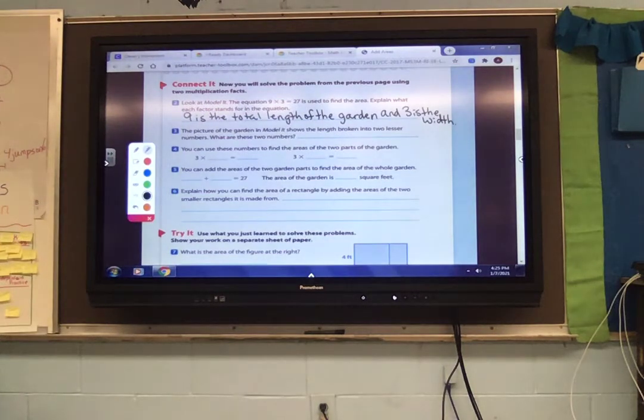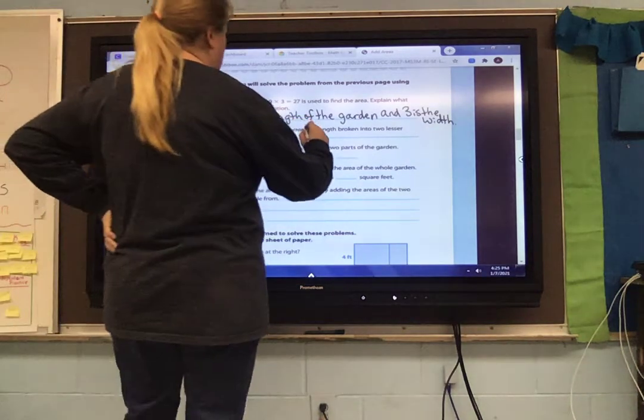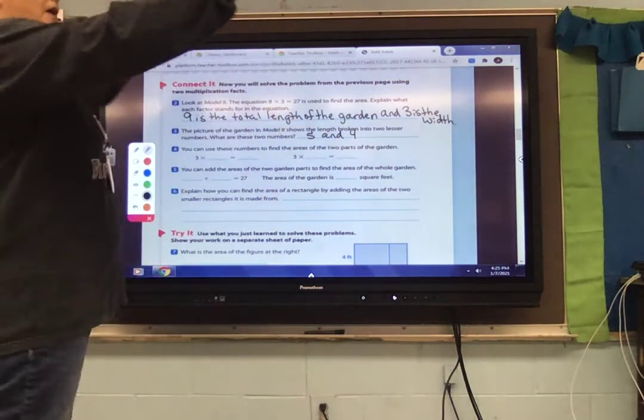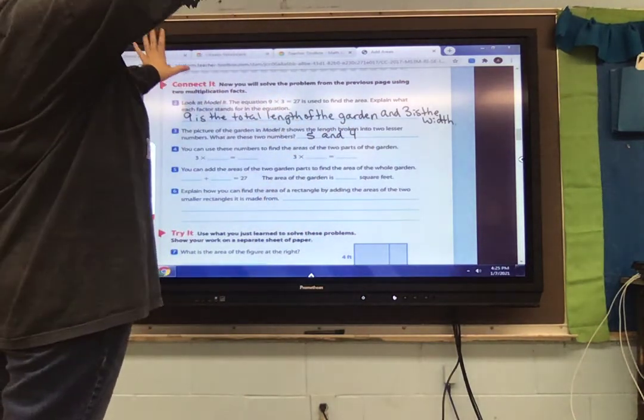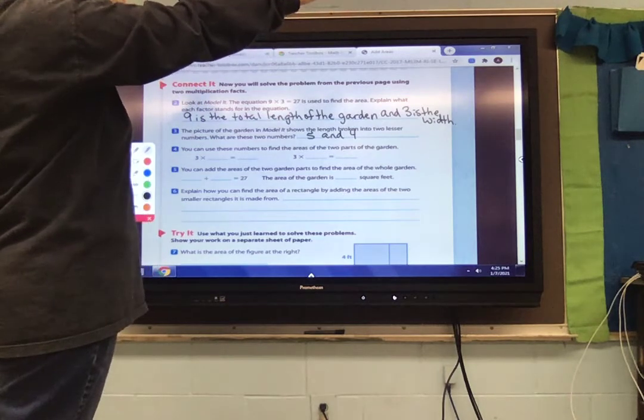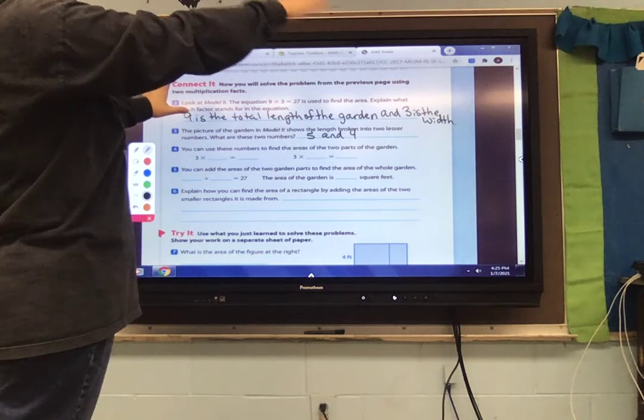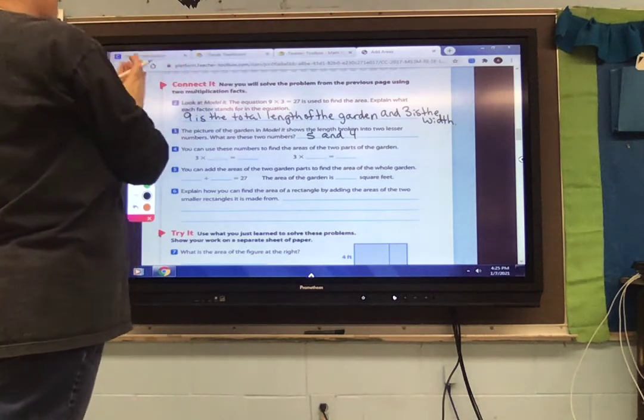Number 3, the picture of the garden and model it shows the length broken into 2 lesser numbers. What are these two numbers? So look at the bottom of your picture. Where did our 9 come from? It came from 5 and 4. Each part, you had your tomatoes and you had your corn, and each one of those had their own length. So 9 came from adding the 5 tomatoes with the 4 corn, and we put those together.